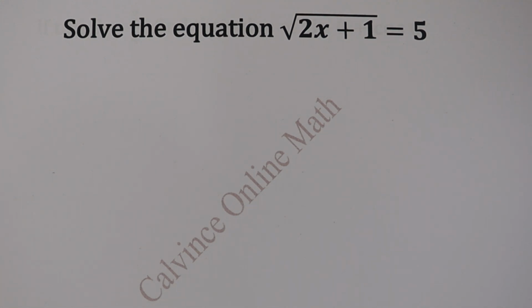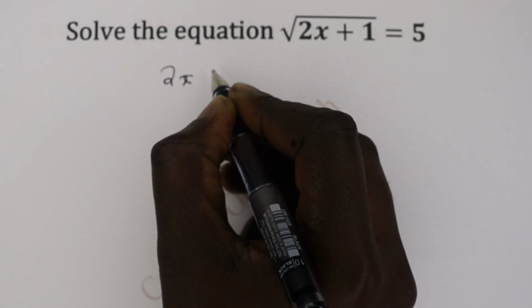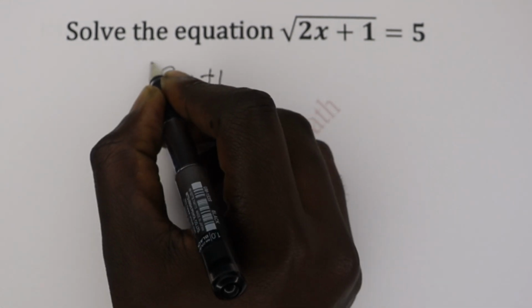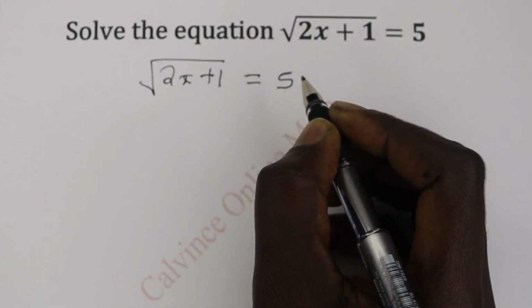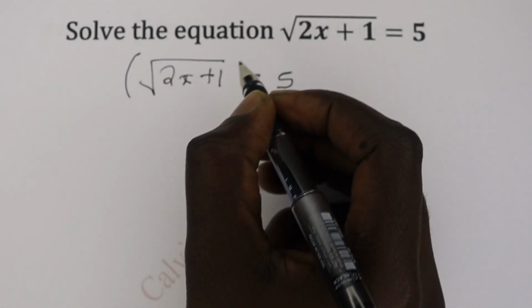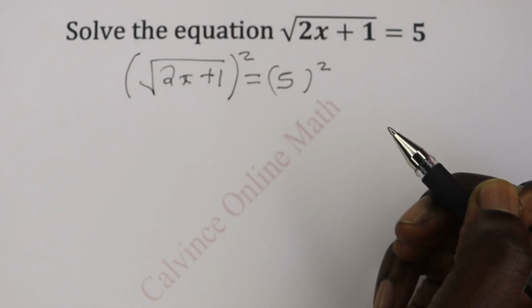Solve the equation √(2x + 1) = 5. So you have 2x + 1 under the root is equal to 5. The first thing you're going to do is just square both sides. That squared is equal to that squared.